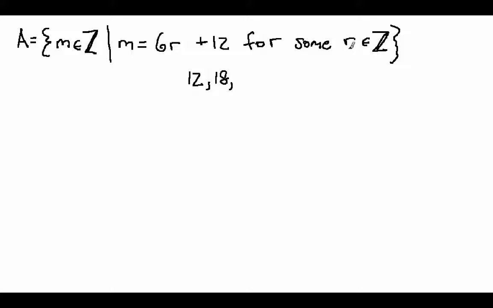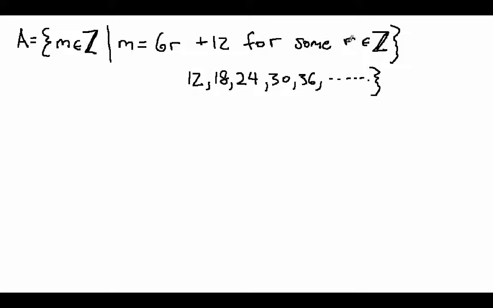And if R is 2, well, 2 times 6 is 12, plus 12 is 24. And I think I'm starting to see a little bit of a pattern here: 12, 18, 24, 30, 36. And it looks like it goes on for infinity that way.